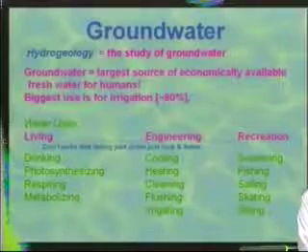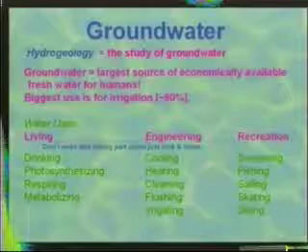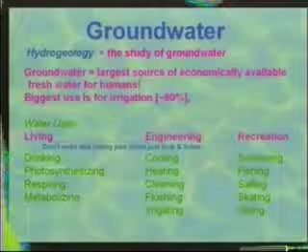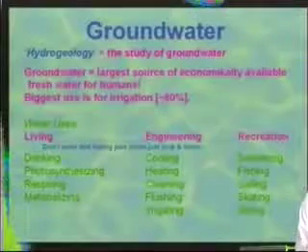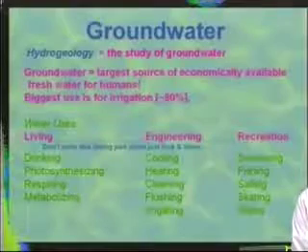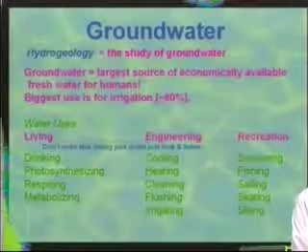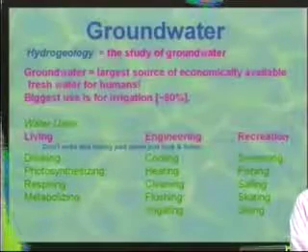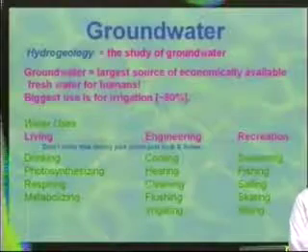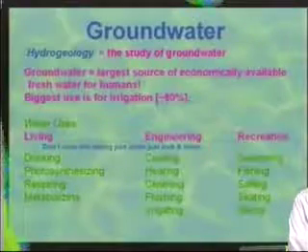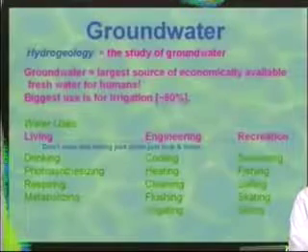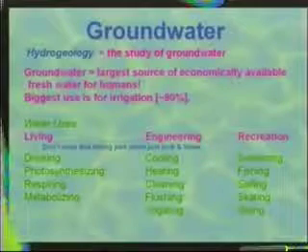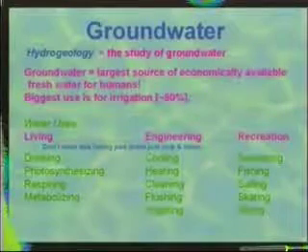When we start thinking of this groundwater again, as I mentioned at the very beginning of class today, groundwater is the largest source, or the main source, that most people use. It's the largest source of economically available fresh water for us. And out of that water, most of it is used on this earth to grow food. Irrigation, about 80%. That's a ballpark number. And the 20% left is used for other stuff.